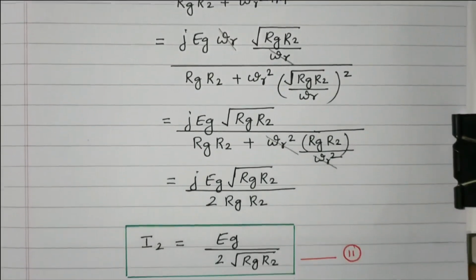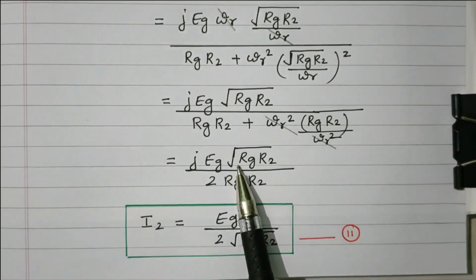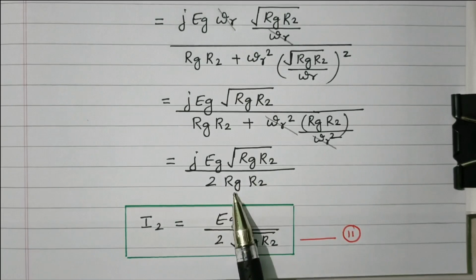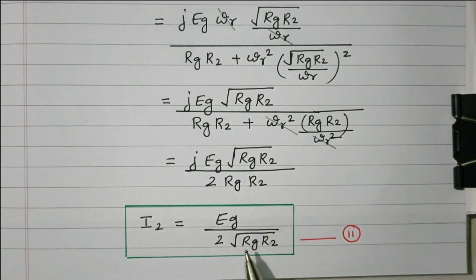So finally what we have? I2 max equals Eg Rg square root of Rg R2 divided by 2 Rg R2. Very similar to root 3 divided by 3, it is 1 divided by root 3. Like that, Eg divided by 2 square root of Rg R2. So this is the maximum value of current by substituting the M.